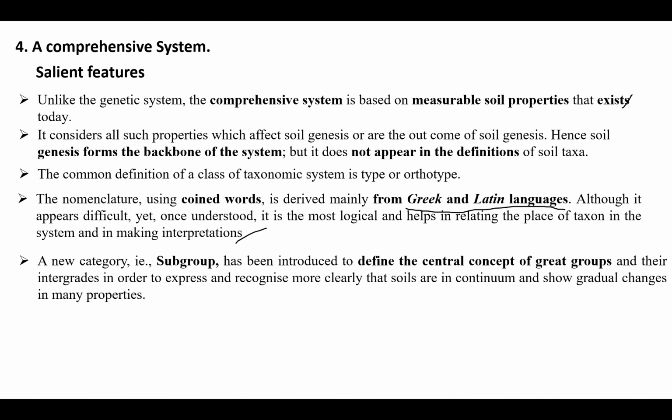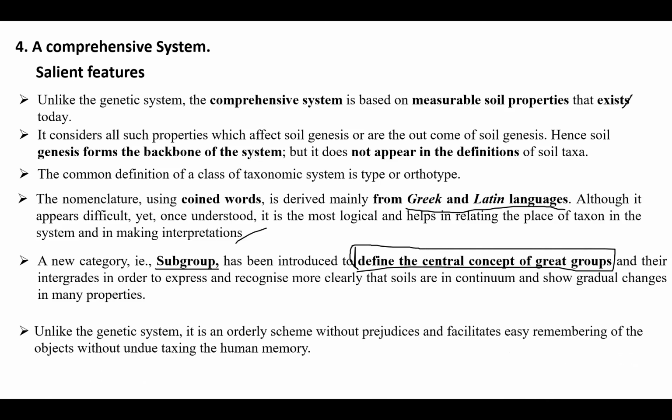And coming to new categories, in this seventh approximation or comprehensive system, we can see new categories have been developed. There are subgroups, which define the central concept of the great groups, which we have seen in the zonal concept of Baldwin and his co-workers, and then integrate them in order to express and recognize clearly that soils undergo continuous slow gradual change. So due to the subgroups, we can see what kind of changes are happening slowly, and what kind of changes we can continuously monitor. This is regarding this point.